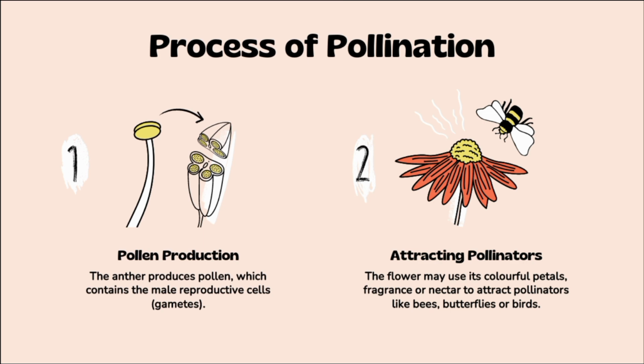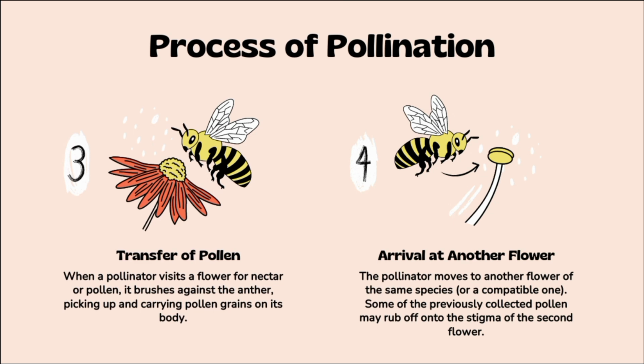Secondly, attracting pollinators. Now what are pollinators? Pollinators are the insects, or it can be wind. So the flower may use its colorful petals or the fragrance or the nectar to attract pollinators, like bees, butterflies and birds. Now what will happen is the transfer of pollen: that pollinator will visit another flower for nectar or for pollen.